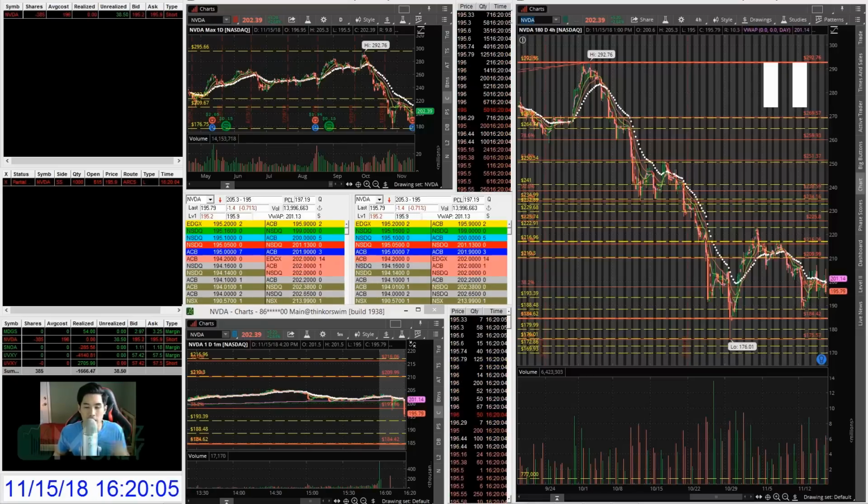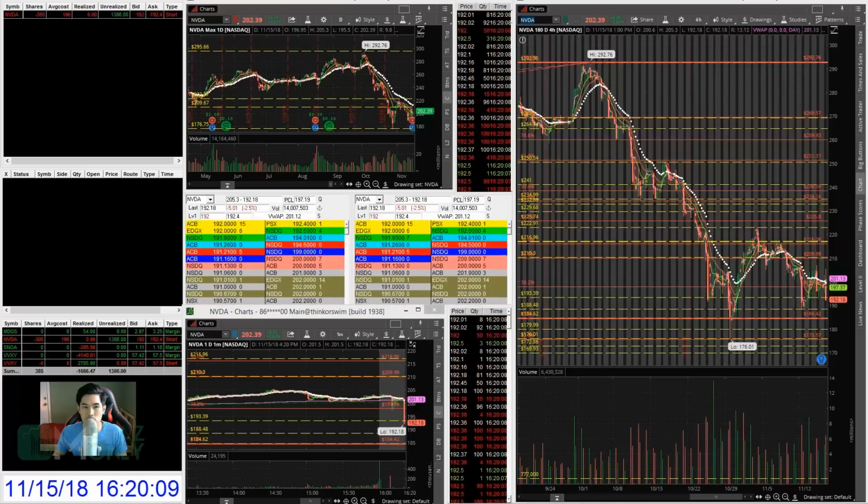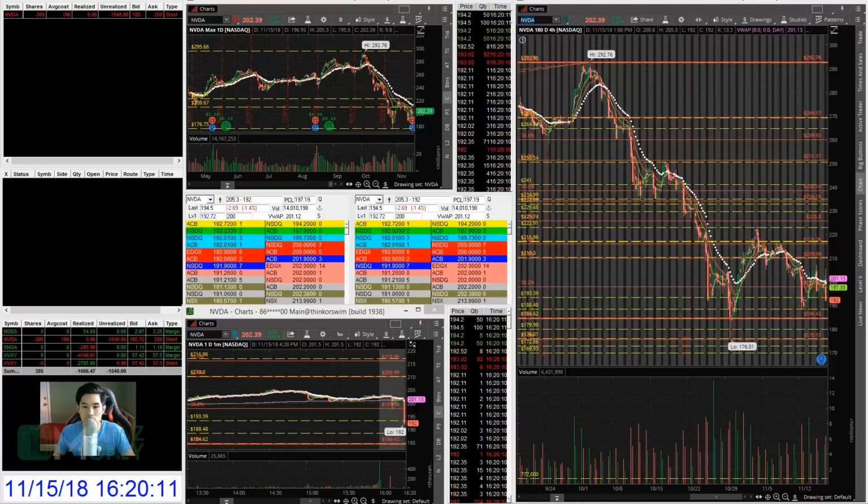All right, guys, here we go. You see Nvidia. You see the bids fall off. 196. You see me hit the bid. Let's see what happens. Nvidia is out. Nvidia, $1.84. That's a 13-cent beat.